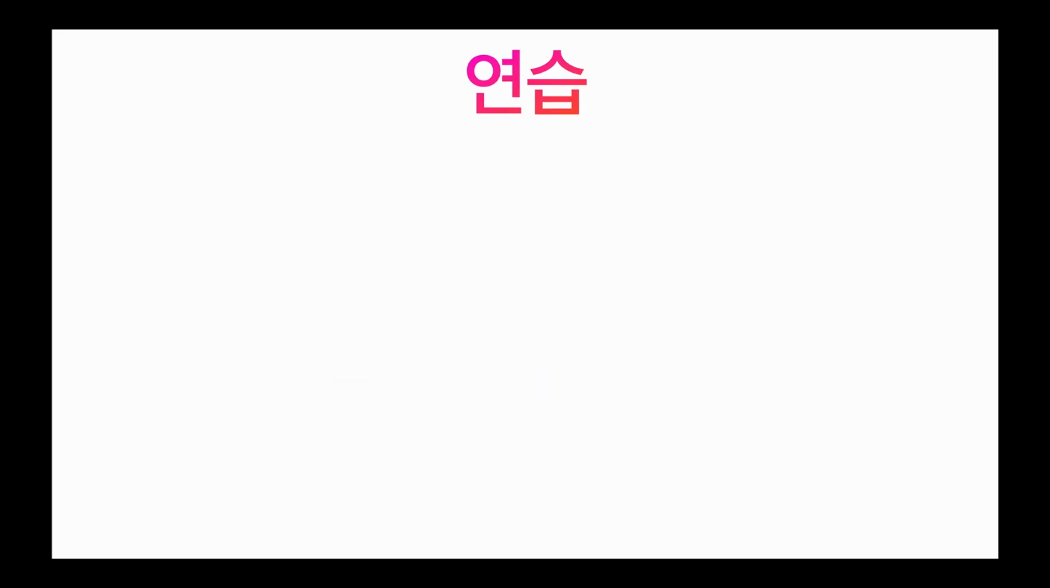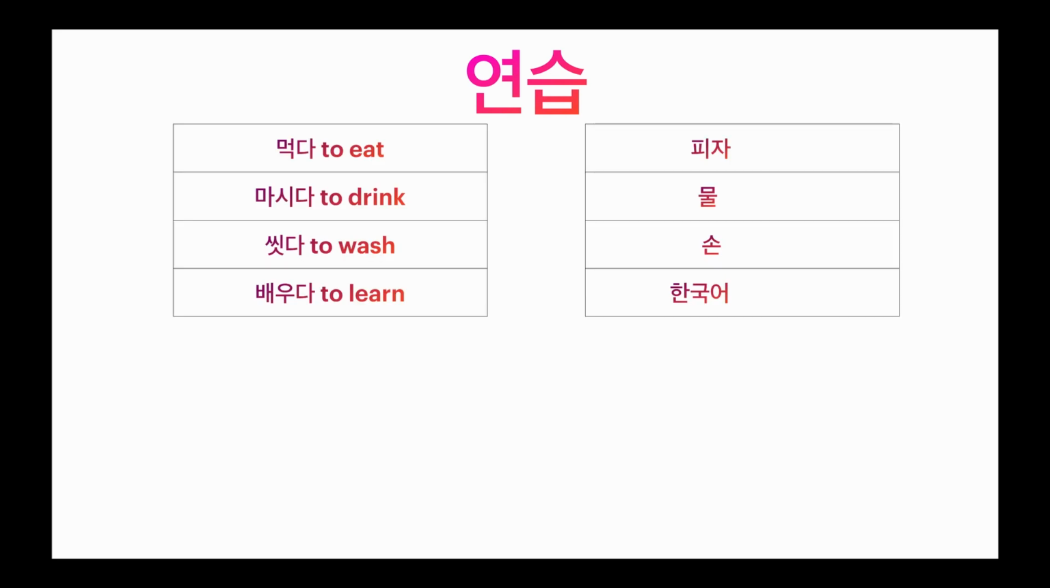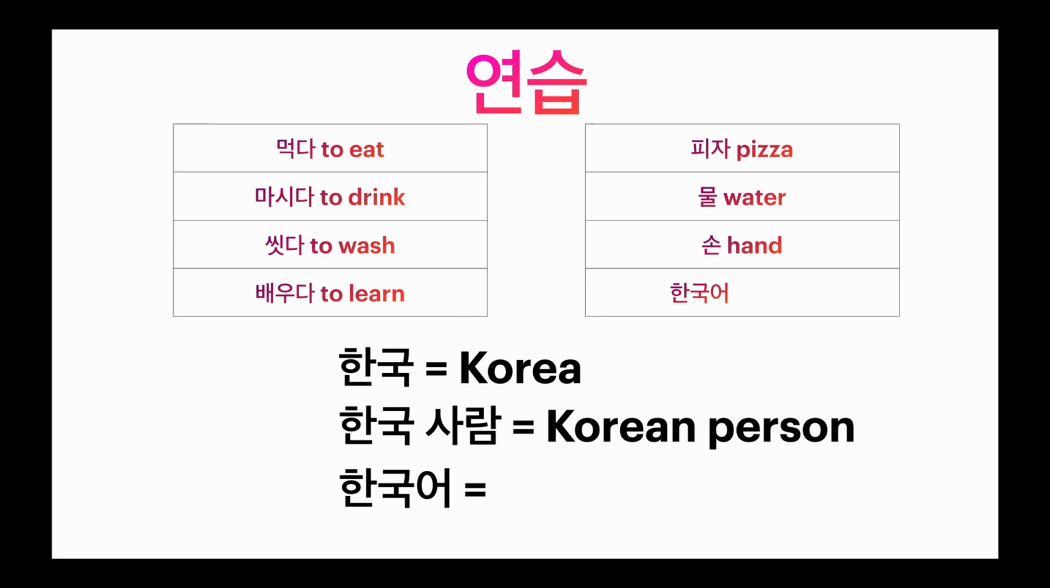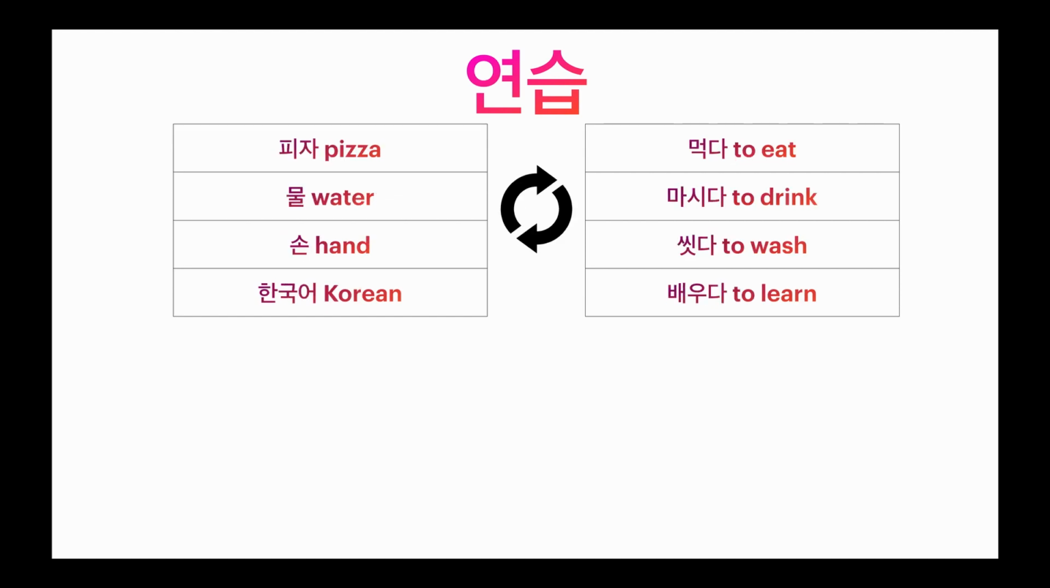Alright, so let's go ahead and get into some 연습, making sentences with objects. Here are 4 verbs that we just learned, and here are 4 nouns. Pizza we just learned is pizza. 물, perhaps you remember or already know. Water. 손 is a word I have not taught yet, and it means hand. And 한국어, even if you don't know this word, you can probably figure it out by remembering that 한국 means Korea. 한국 사람 is Korean person. So 한국어 is Korean, the language. Korean.